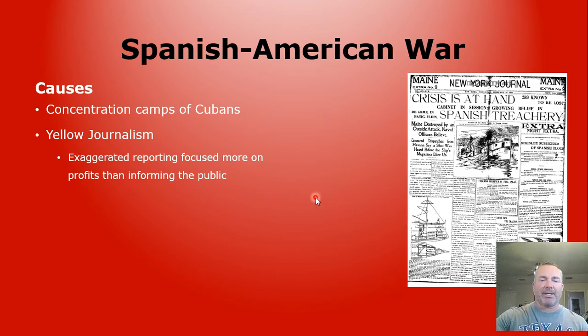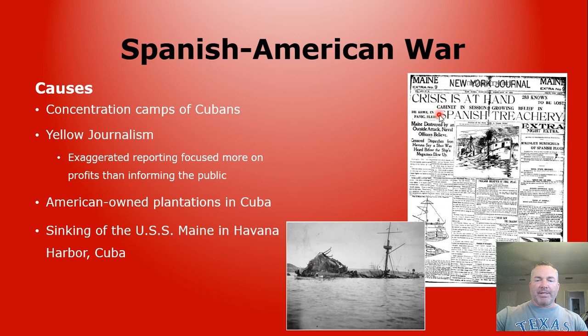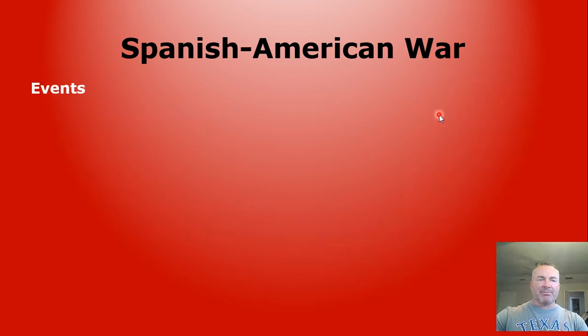There it is right there. So the sinking of that ship was probably an accident. But then this newspaper came out that blamed the Spanish for the whole thing, and people just bought whatever they read at that time. Everybody got their news through newspapers back then. There's the USS Maine right there. All the journalists blamed the Spanish.